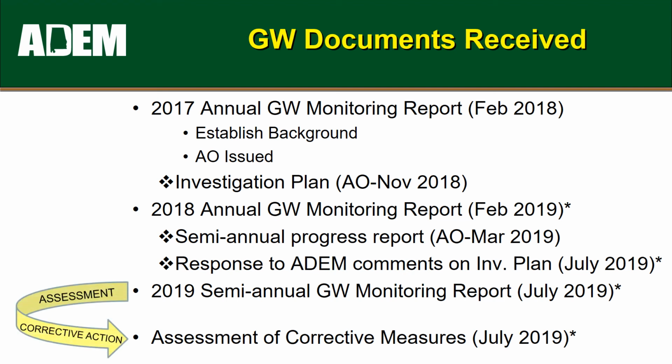The assessment of corrective measures for each unit was received in July of 2019. They detailed the evaluation of the potential remedies and included a proposal for a final remedy. The documents with an asterisk beside them are those documents that the department has received and reviewed. The department is in the process of consolidating comments for these documents to provide to the facilities.